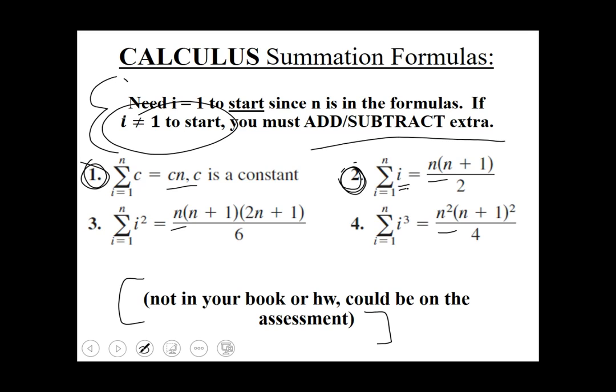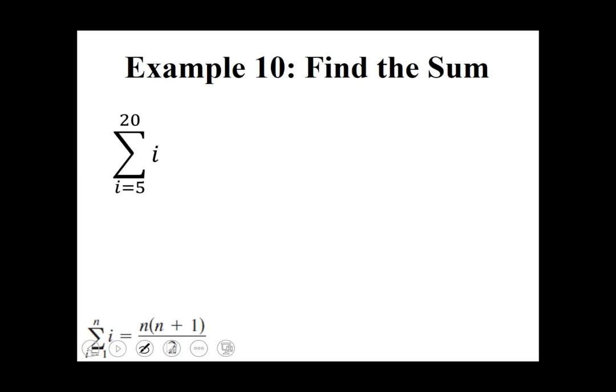Here's a formula for i squared. So i squared is not arithmetic, but it does have a formula: n times n plus 1 times 2n plus 1, over 6. And then i cubed, again, not arithmetic, but it does have its very own formula, as long as all the problems start at 1. So let's do a couple of these.